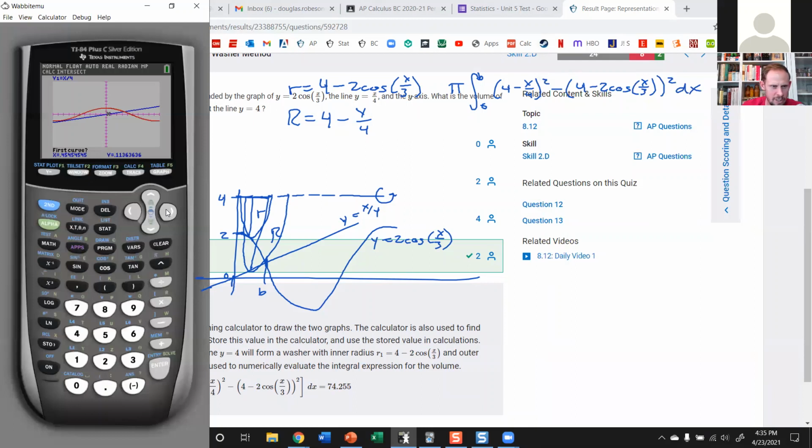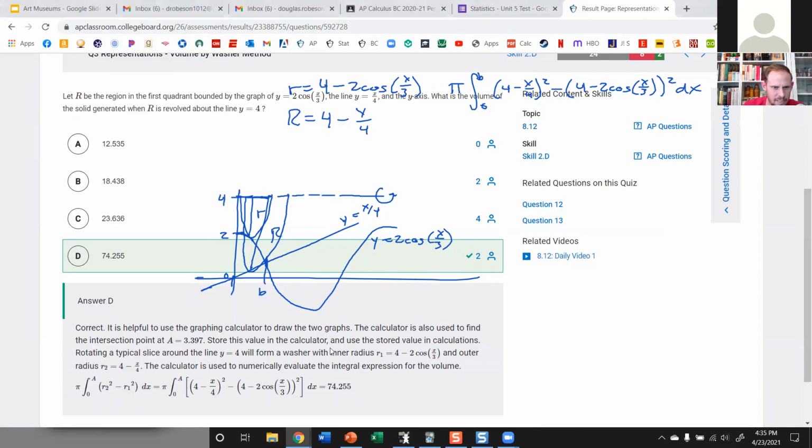It doesn't like it when I continually hit buttons. All right, so enter, enter, enter. And that's where they are, getting the 3.3968, 3.397, all right. More decimal places is fine.